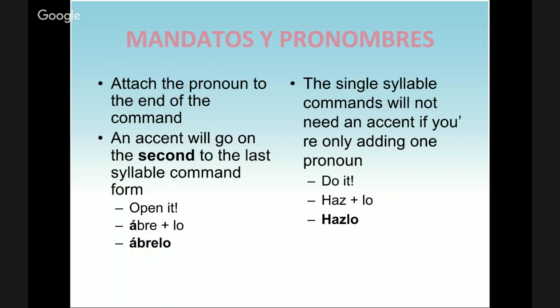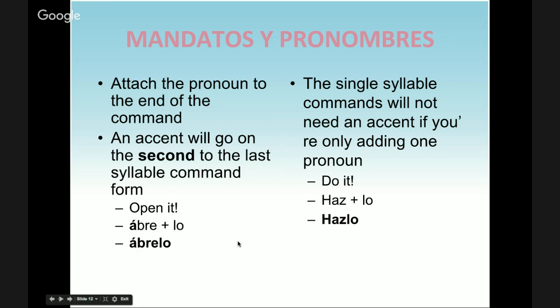So what we do, and this gets a little complicated, so try just to look at this one side of the screen with me for a second. What you're going to do with all of these pronouns is attach them to the end of the command. So if I'm going to say open it, I have my command for open, abre, and then I have it, meaning lo. I smush them together and I get ábrelo.